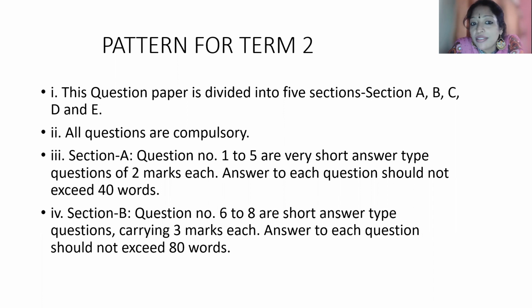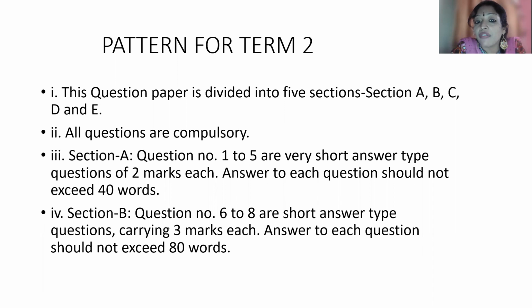So term 2 pattern: in this question paper, you will be having 5 sections, Section A, B, C, D, E, and there is a slight change. Now you will not be having any MCQs. The entire paper is going to be a subjective paper, and all the questions are going to be compulsory. Internal choices will be there.